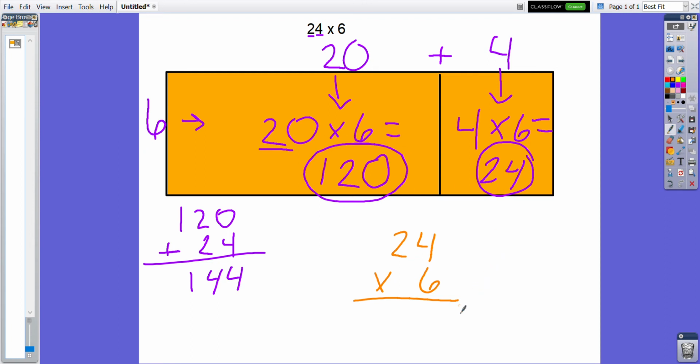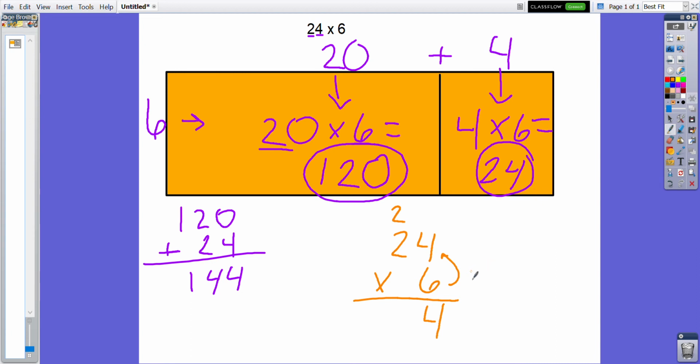So now, when we look at that standard algorithm, the first step we're going to do is 6 times 4, our 1s times our 1s, and that's going to give us 24. So I'm going to put my 4 down, and I'm going to regroup that 20. If I look up here at our area model, there was our 4 times 6, and it resulted in 24.